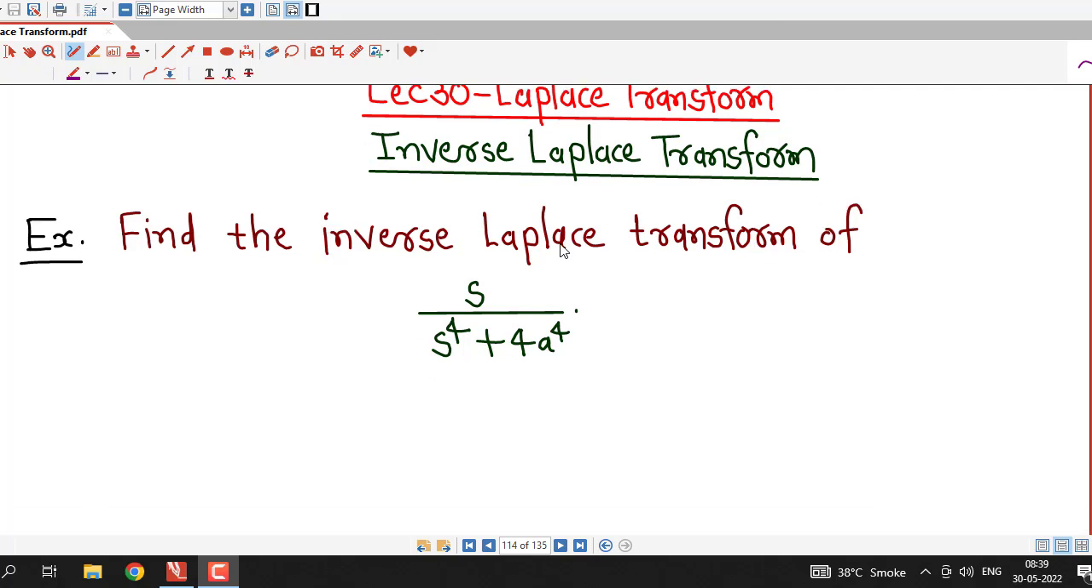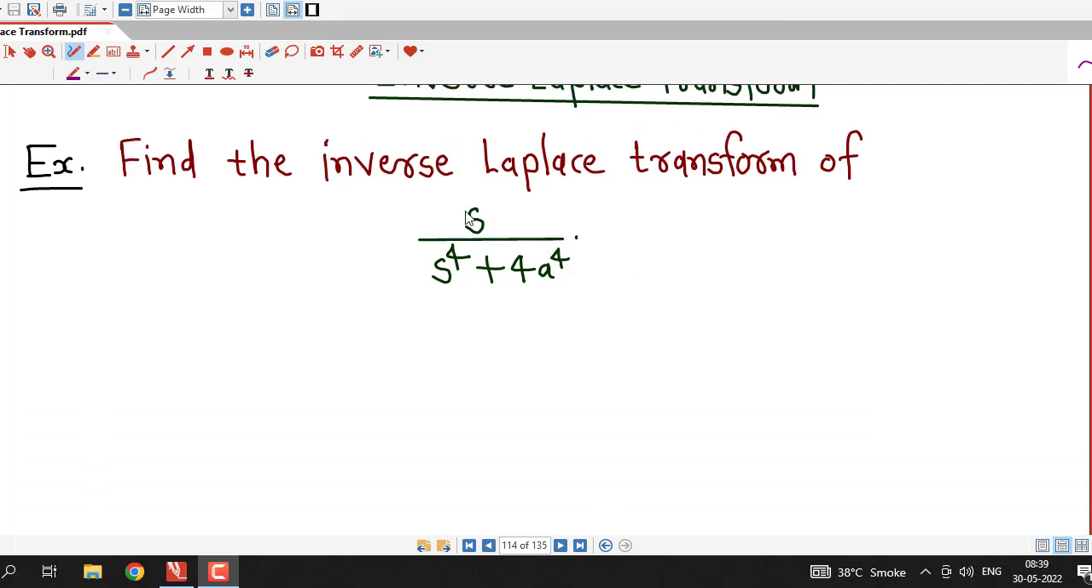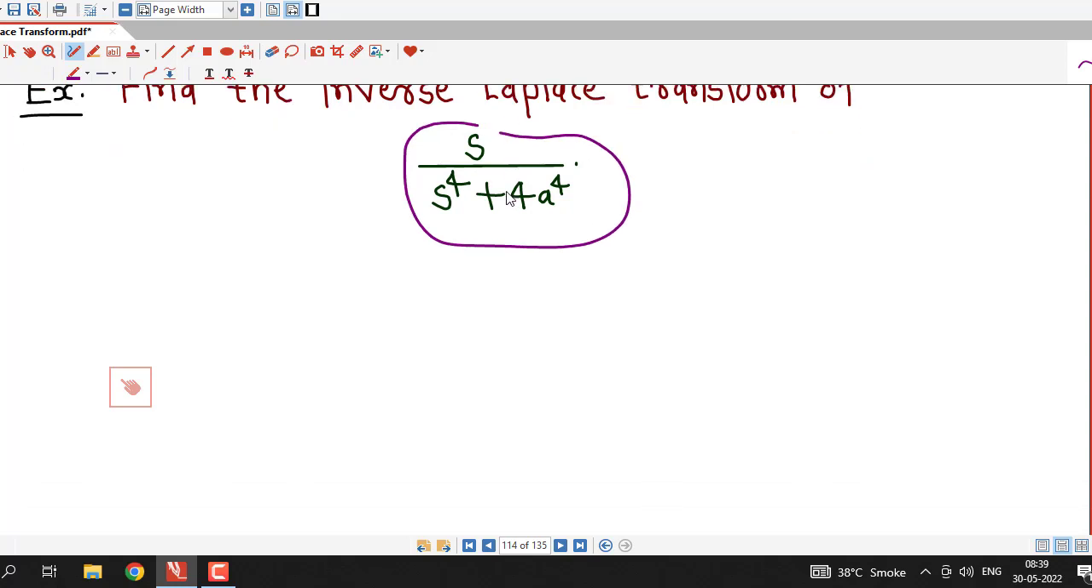In this lecture we will see how to find the inverse Laplace transform of this rational function. We have seen this type of problem in lecture number 29. This is similar to that problem. Here the denominator is s raised to 4 plus 4 times a raised to 4. So we will first find the middle term for this, and then we will try to write this term as a square of some other quantity.